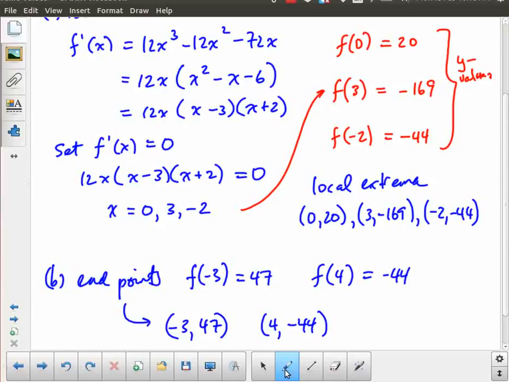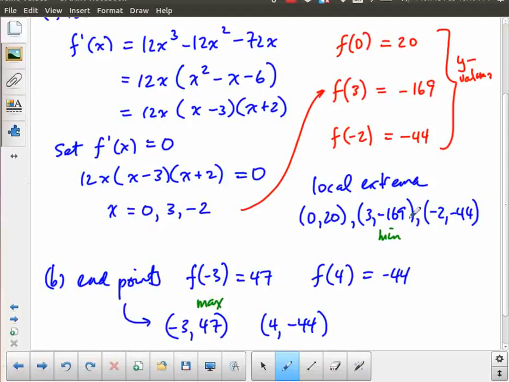Let's look for the highest y value. I take a look and it looks like 47 is the highest of the y values. So that's going to be my absolute maximum. And negative 169, so I'll put that here, that is my absolute minimum.